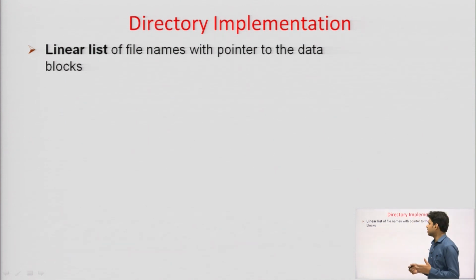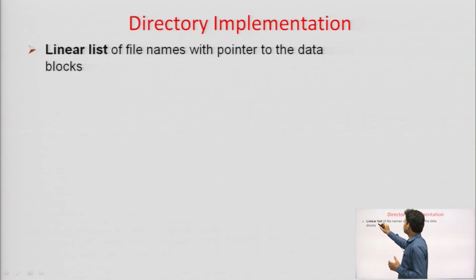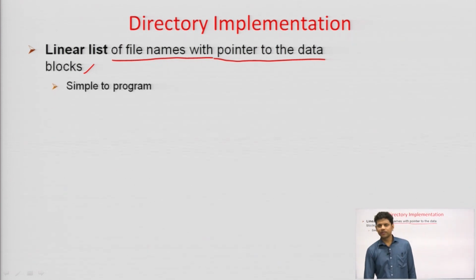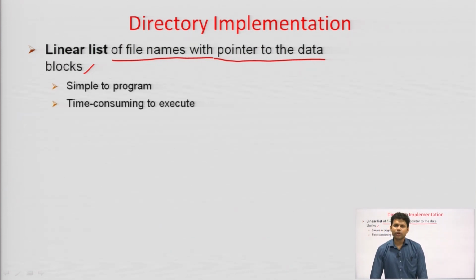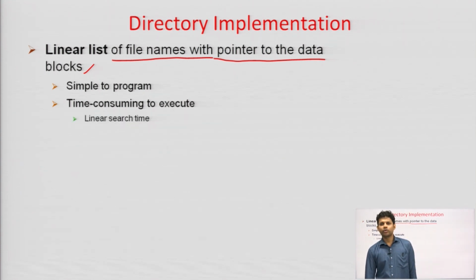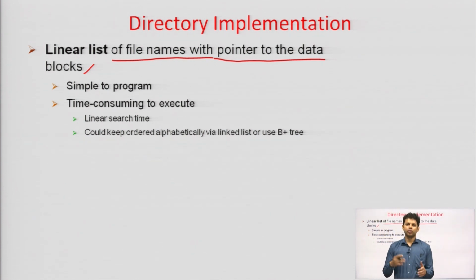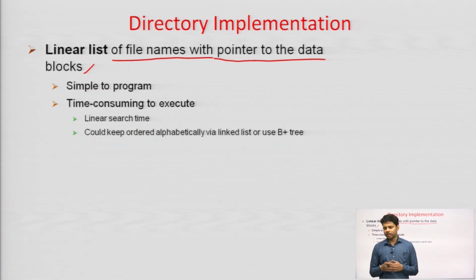This linear list will maintain a list of file names, a linear list of file names with pointers to the data blocks. Okay, this is very simple to program, but time consuming to execute, because you have to search linearly, so linear time will be taken. So you can see linear search time is there. To reduce the time, there are ways like you can keep it ordered alphabetically, or via linked list, or you can use a B plus tree also.